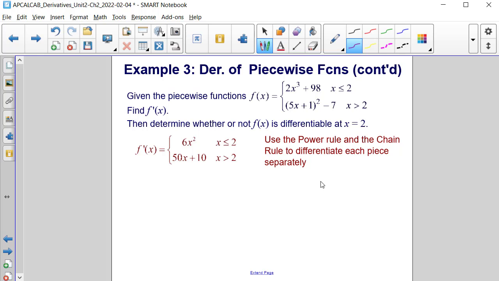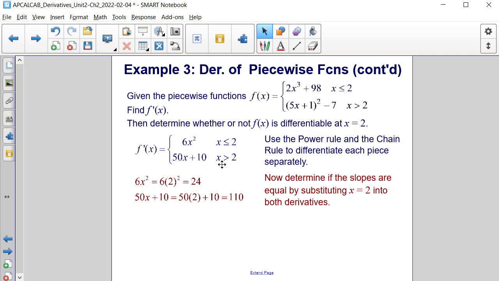You can use the product rule or power rule and chain rule, so we would have 2 times (5x plus 1) raised to the first power times the derivative of what's inside of here, which is going to be 5, and then the derivative of minus 7 will be 0, so we can ignore that. And then if we multiply 2 and 5 together, we get 10, and then we have 5x plus 1, and then if we distribute through, that's how we get the 50x plus 10.